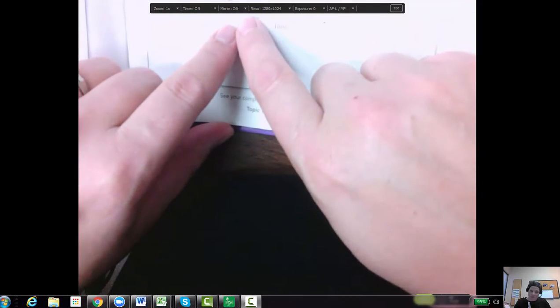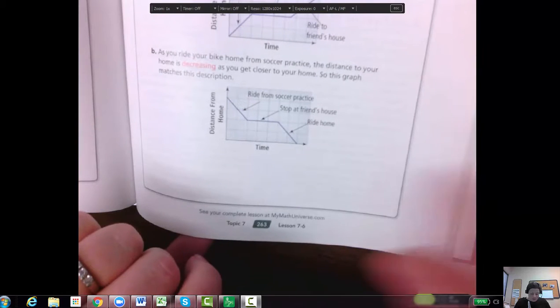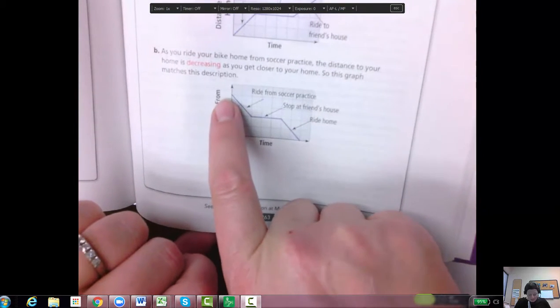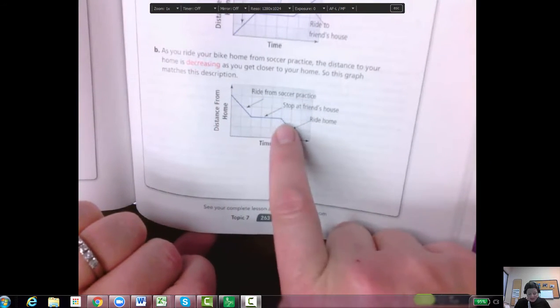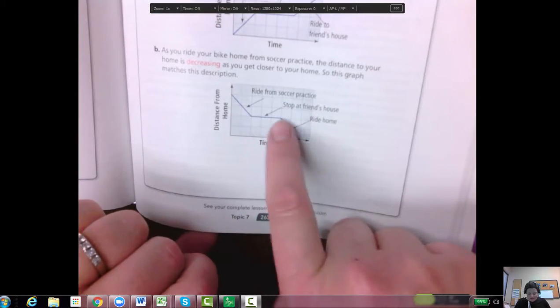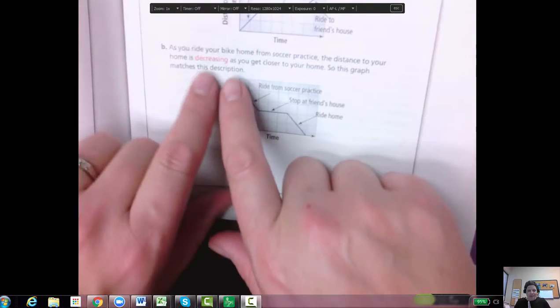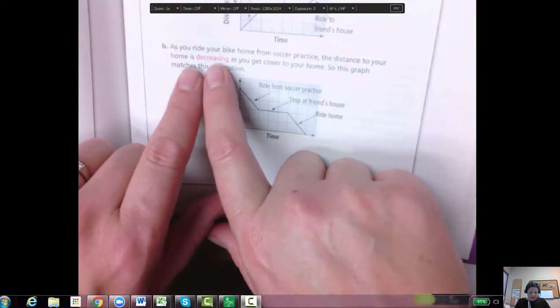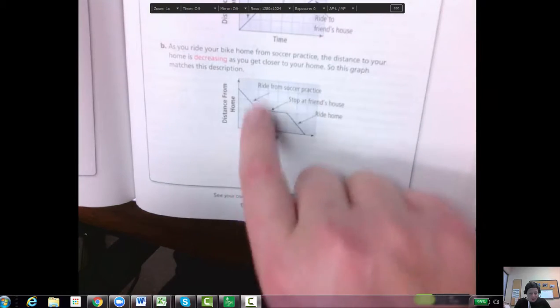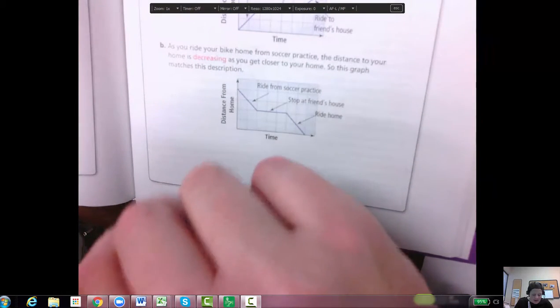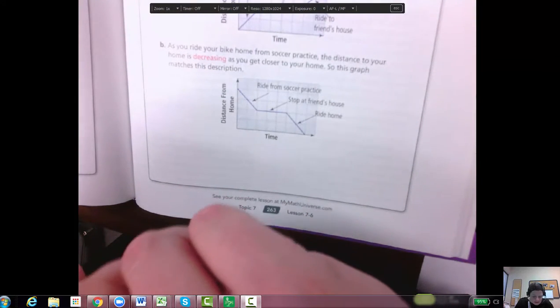Then this one, they say for soccer, so you didn't start at home. You started at soccer, went home, stayed, and then stopped with your friends and then went home. So I thought you'd have to think a little bit about the decreasing distance from home. I was trying to think where they go straight home and just leave.